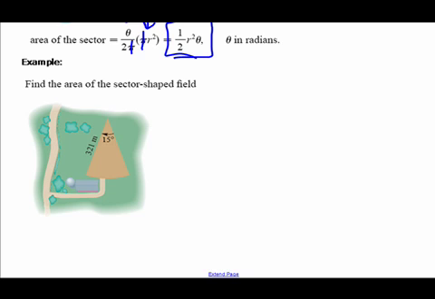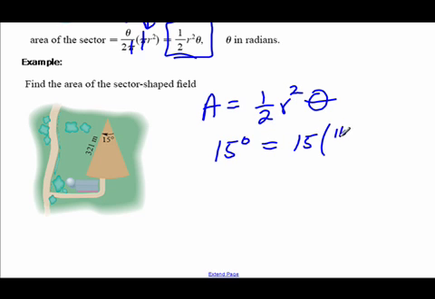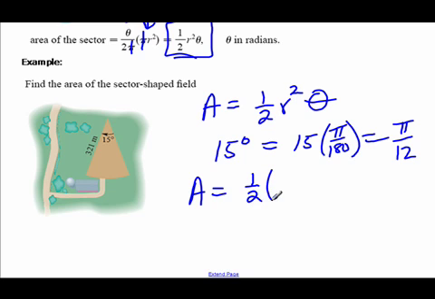So let's go ahead and try this problem. It says find the area of the sector-shaped field. Crop circles and all that, right? And we're given a 15-degree angle, so we need to convert that to radians. So 15 times pi over 180, what's that become? Pi over 12, if you needed to know that. And now to get the actual area of the sector, we'll take 1/2 times the radius squared. Radius we're given in the problem, 321 meters. So we'll square that. And then we'll multiply that by pi over 12.